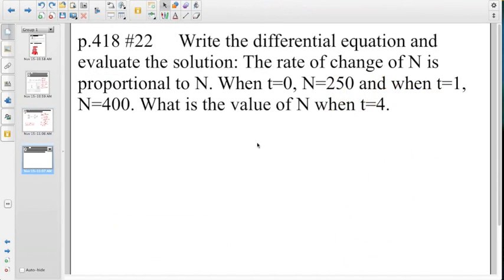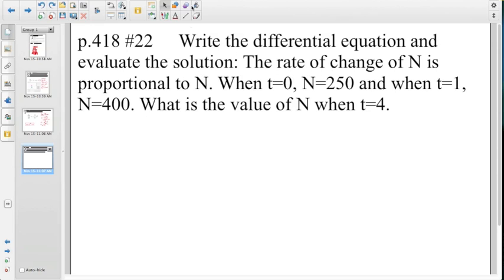In this example, it's more of a word problem. It has us putting together the relationship between the rate of change of n and n, which would be a differential expression, and that gets us into kind of a growth and decay sort of model, which we'll be hitting in the next section. So it's kind of almost a little preview. So it says write the differential equation and evaluate the solution.